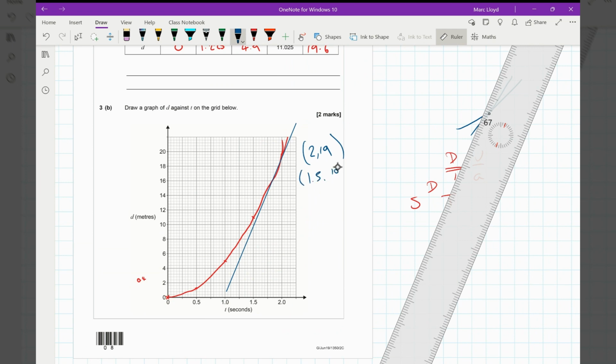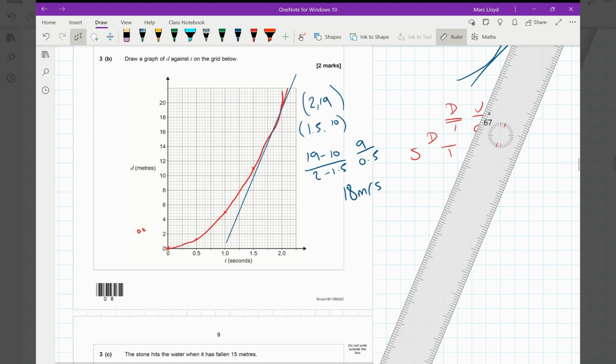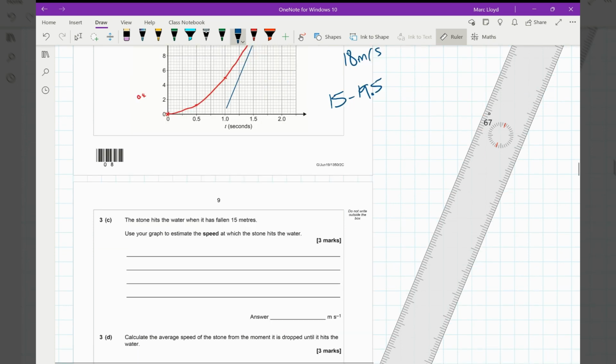1.5 is at 10, which means it's 19 take away 10 divided by 2 take away 1.5, which gives us 9 over 0.5. So my gradient is 18, meaning that it's 18 meters per second. Oh, do you know what? I've smashed it. We're okay. Now, if you follow that process, you'll find, and it's looking for an answer between 15 and 19.5. Oh, managed to get it in there. That's super. So that's how we get that answer for 3C. So 18. I'll put that there.